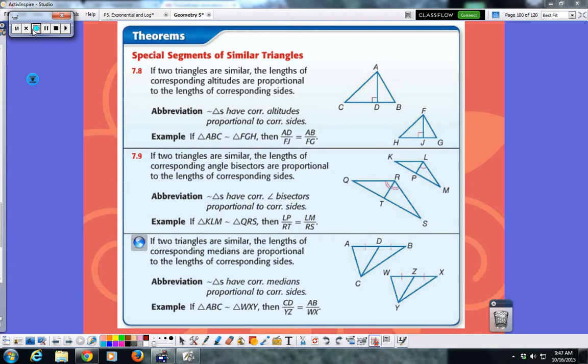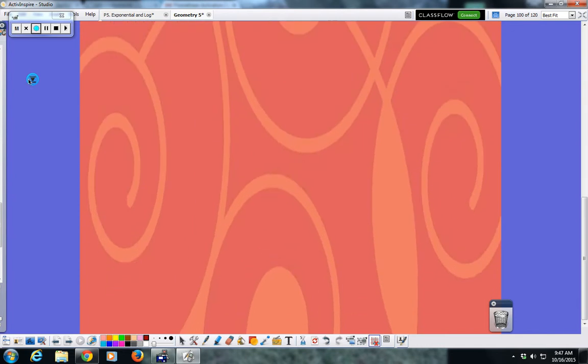So in a nutshell, let's write it like this. If you have similar triangles, we've already said the sides are proportional. We've already said their perimeters are proportional.